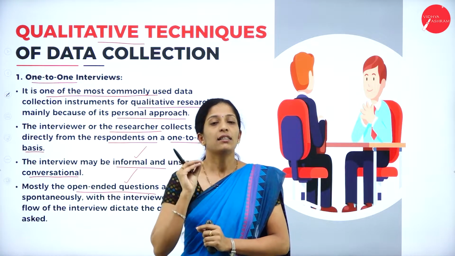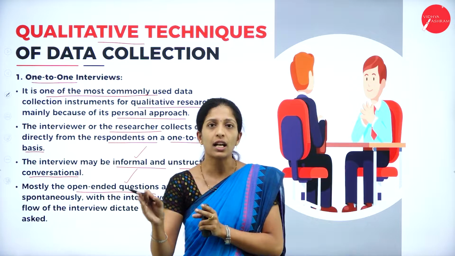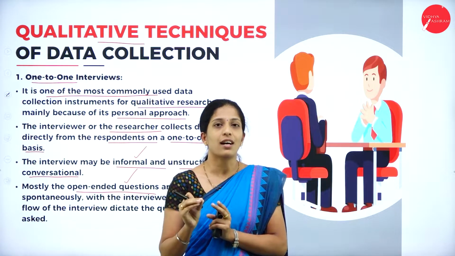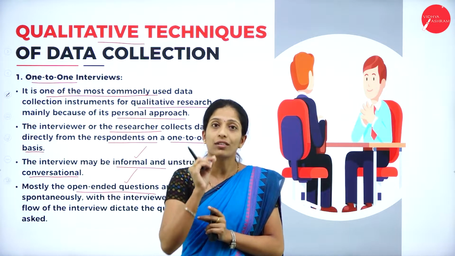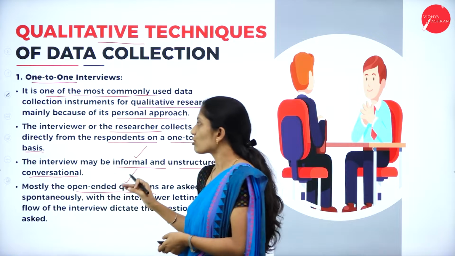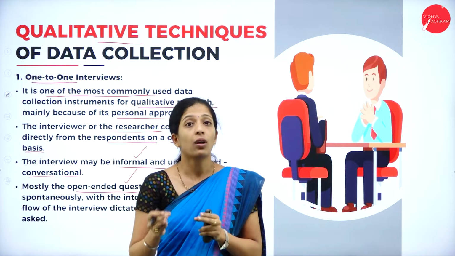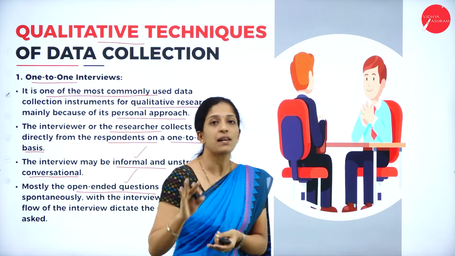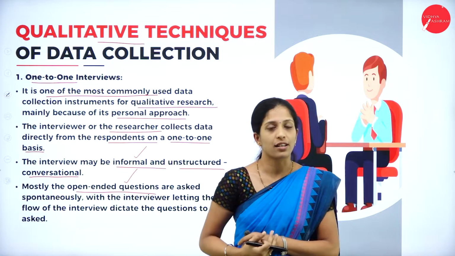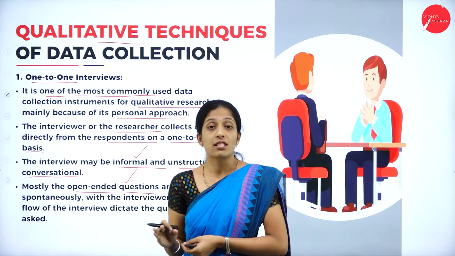Open-ended, in the sense, here the respondent is not confined to a particular answer. In close-ended, what happens? Suppose there is a question and there are 4 options, okay? And the respondent has to select any one answer among those 4 options. So, here for the respondent, there is only limited scope to answer. But in the case of a one-to-one interview, it is an open-ended question. Here, as per the wish and the knowledge of the respondent, he can give the answer any way he wants. So, as much information as possible will be given by the respondent to the researcher. It is not confined to particular options. So, here he can elaborate the answer as per his wish.